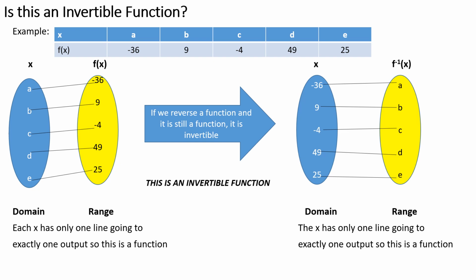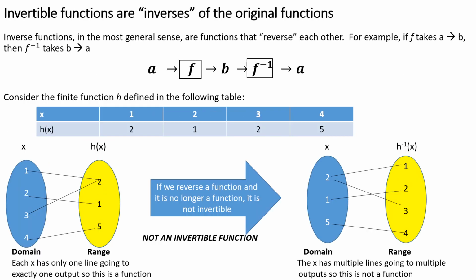Each input has only one output. This is basically written: this is A, that's my input. Here's the function, and it goes to B. To be invertible, that B has to have the inverse function and go back to A.